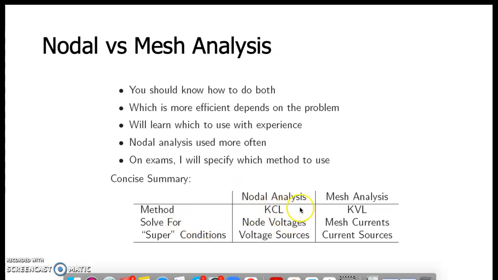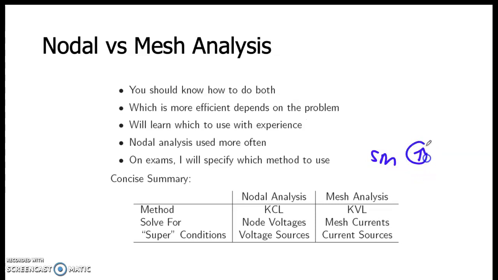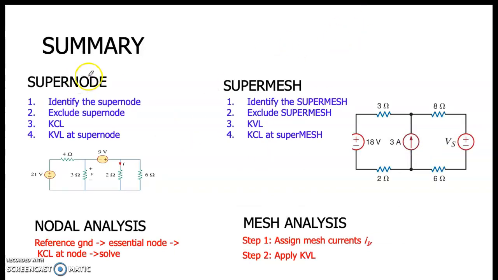So if you look here, nodal analysis is about KCL, mesh is about KVL, where you have the mesh current. So the super condition comes when you have a current source. When you have a current source, how can you get your supermesh? Current source in between two loops, right? But voltage source in between two non-reference nodes, we call supernode. Okay, so you need to be able to identify what is supermesh and supernode before you go to further analysis.